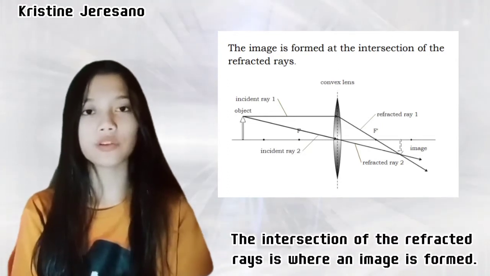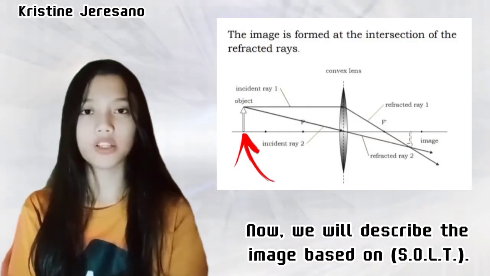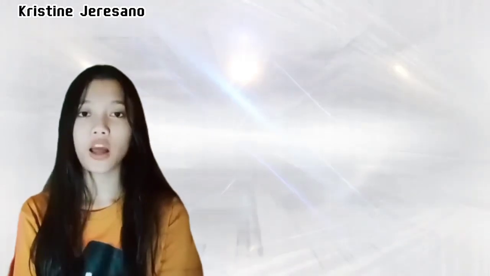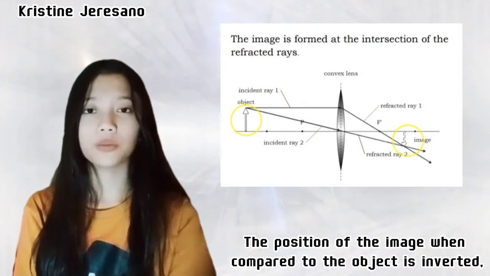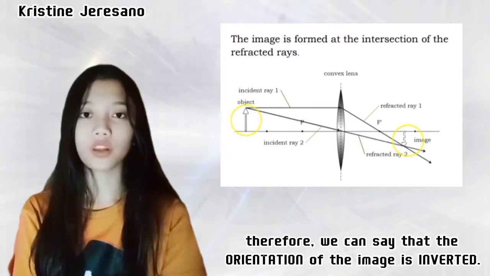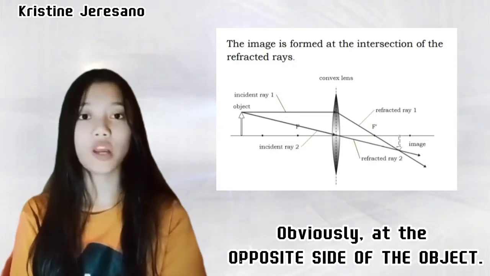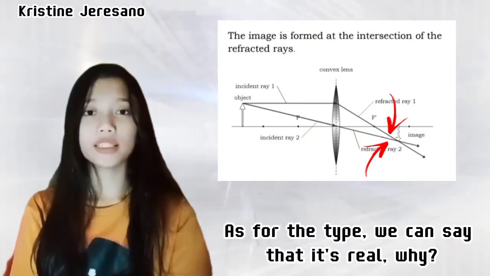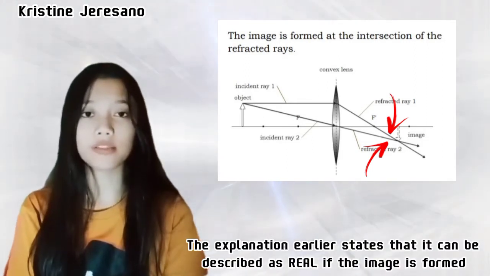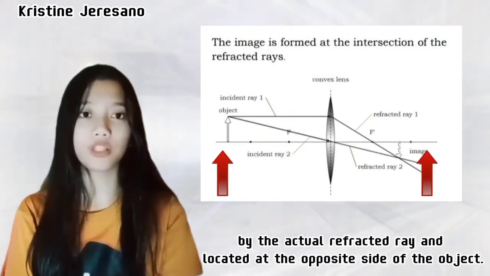The intersection of the refracted rays is where an image is formed. Now, we will describe the image based on SOLT. As you can see, the size of the object was reduced in the image. The position of the image when compared to the object is inverted. Therefore, we can say that the orientation of the image is inverted. Where is the location of the image when formed? Obviously, at the opposite side of the object. As for the type, we can say that it's real. Why? The explanation earlier states that it can be described as real if the image is formed by the actual refracted ray and located at the opposite side of the object.